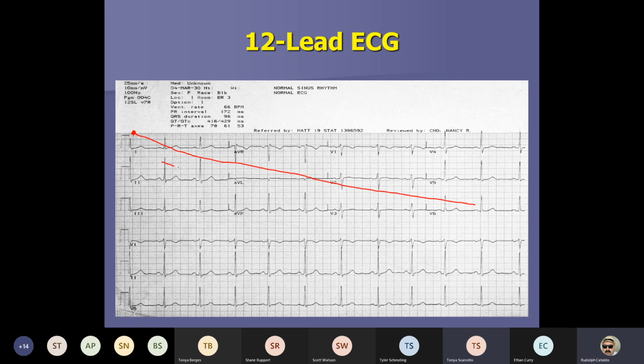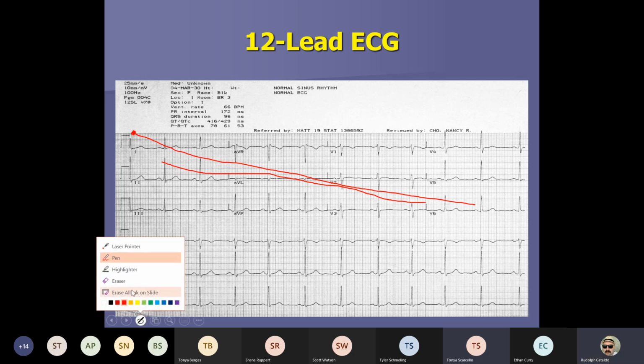So I'm looking literally, not sideways, not down. I'm going diagonal towards V6. Because as I'm doing that, I'm able to see all the leads when I'm looking at them, if that makes sense.